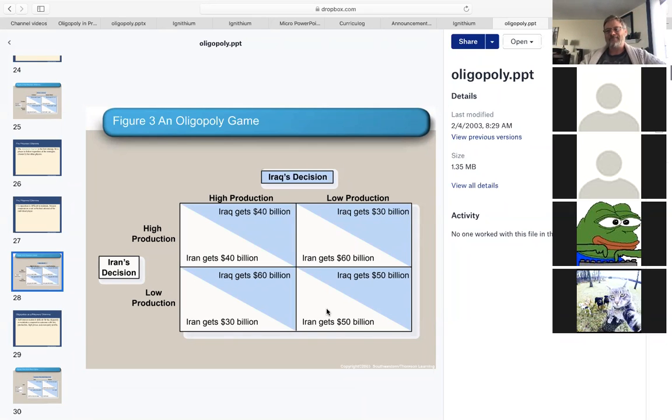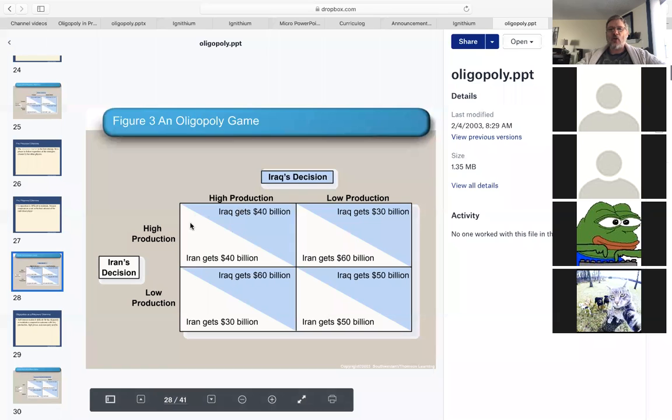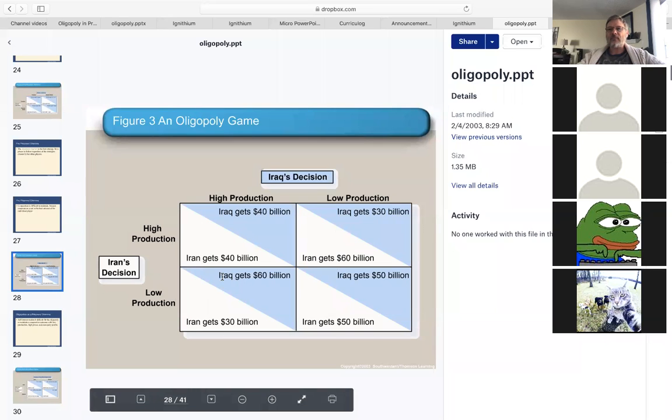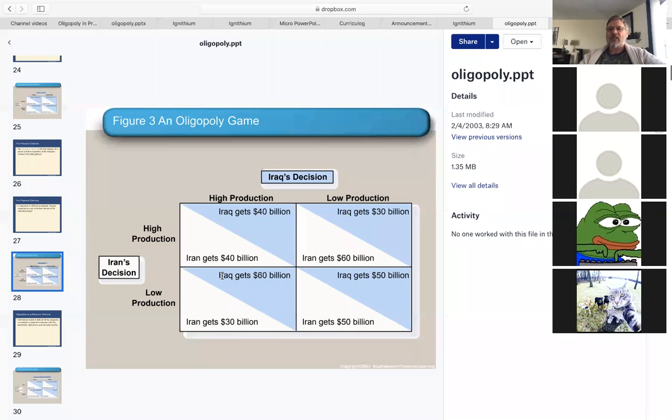That's the main point. But what I think is, doesn't Iran want to have higher production, which is going to get more money, and isn't Iraq also going to do the same thing, and aren't they going to end up with both high production? Well, yeah, exactly. But I just want to point out that when you go through the homework for question 18, you have to draw out a table like this. And then you're going to be asked to compare the Nash equilibrium to the cooperative outcome. So you have to find the Nash equilibrium.